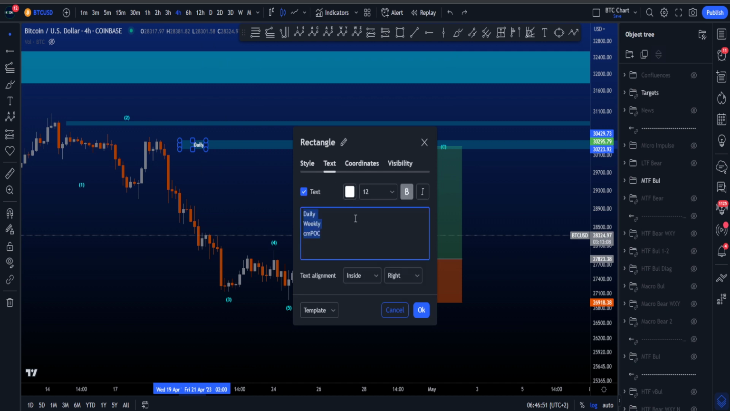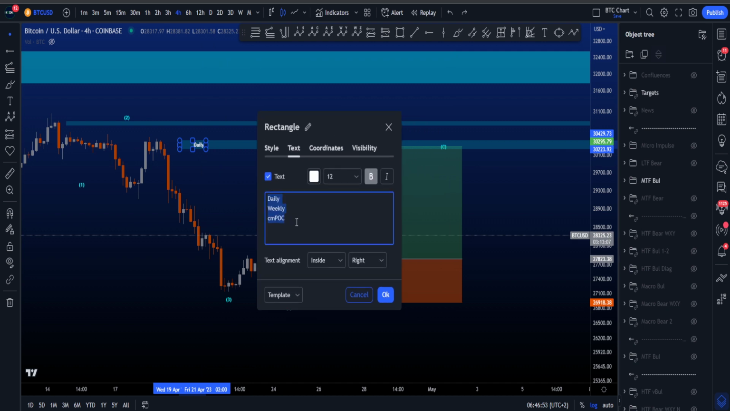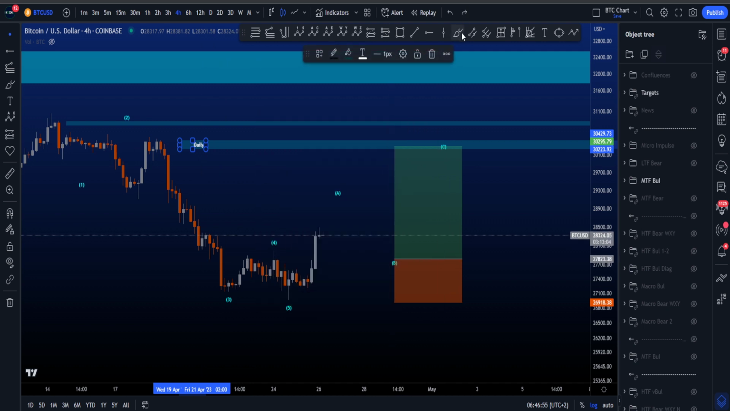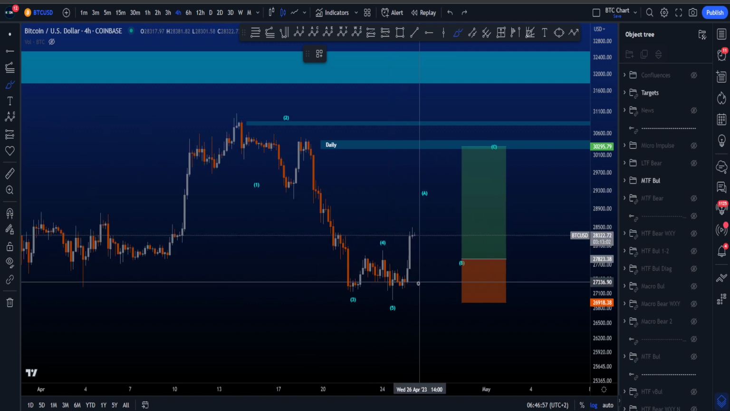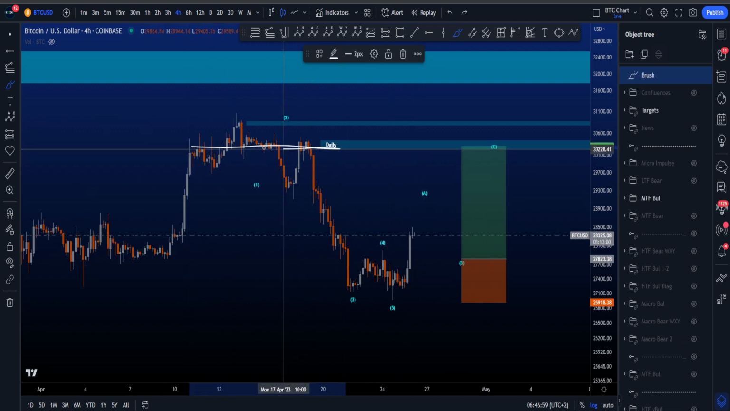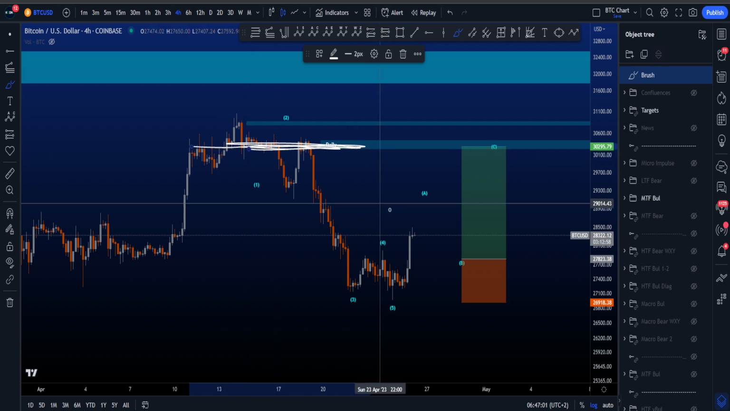We have a daily over here. We have a weekly and also the current month point of control. So of the month of April at the moment, the point of control of this month is still sitting at this range over here at the highs.